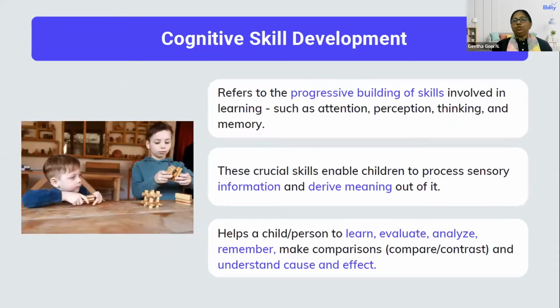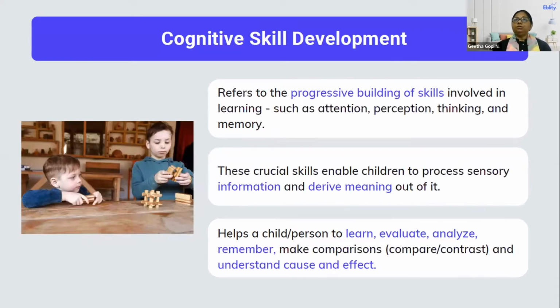So to get into what is cognitive skill development, it refers to the progressive building of skills which are required for any kind of learning, such as attention, perception, thinking, memory, etc. And all these skills enable all of us, including children, to process the information that we get from the world around us, derive meaning out of it, and to act upon it. So cognitive skills are very crucial in any kind of learning process.